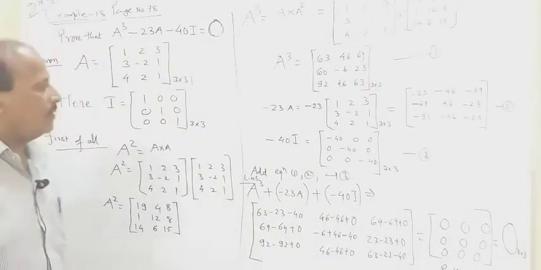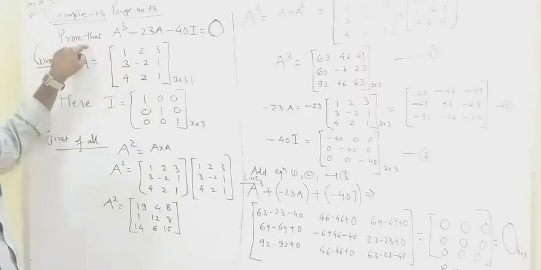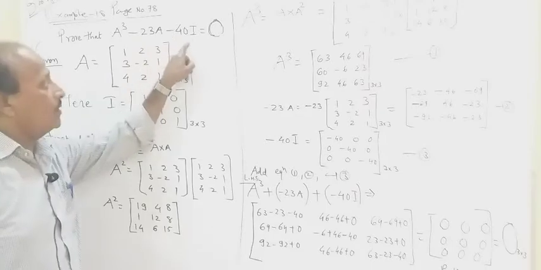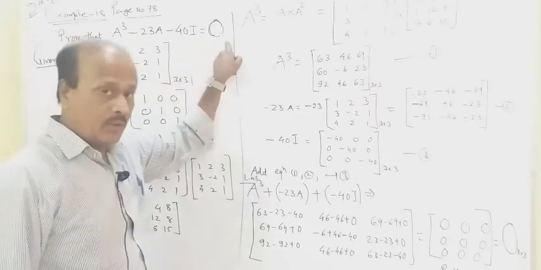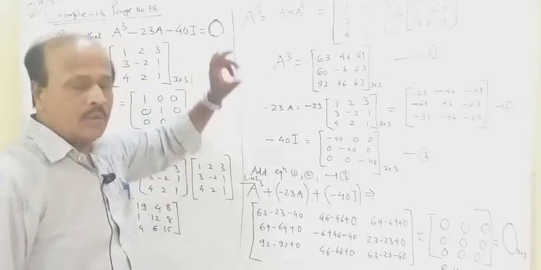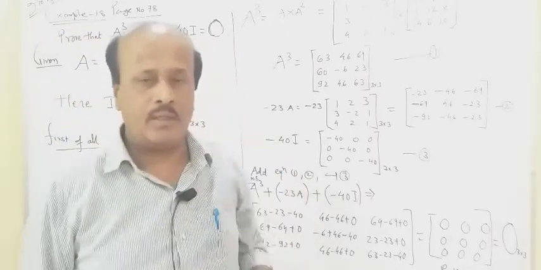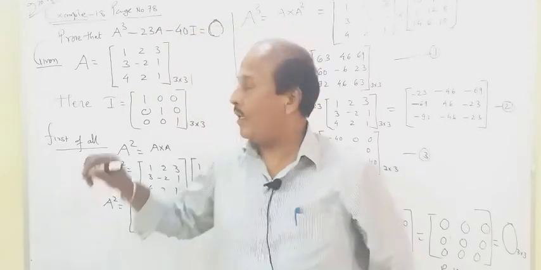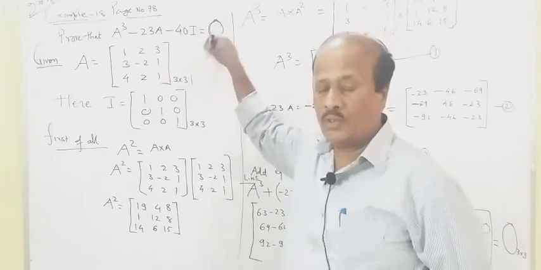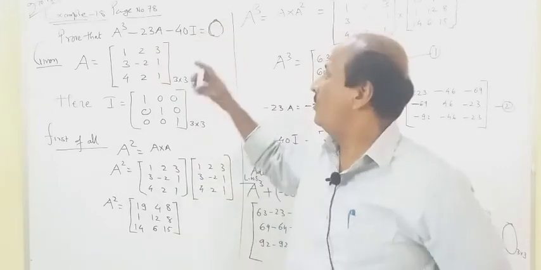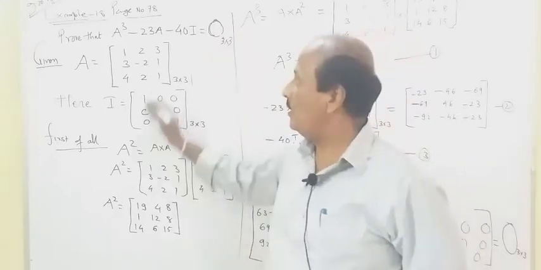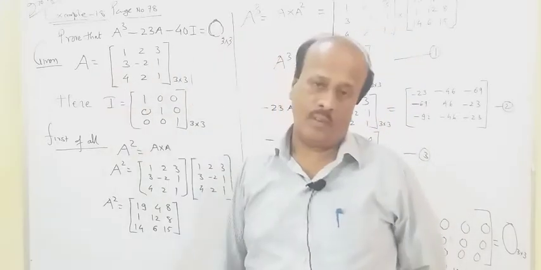Now what is that question? The question is like this: prove that A cube minus 23A minus 40I is equal to not 0 but the 0 matrix, the null matrix. In the book they have used block letters, but since I don't have that type of facility, I wrote a capital O. Otherwise, to avoid confusion, you can write 3 cross 3 below. Why 3 cross 3? All the matrices will be of order 3 cross 3.